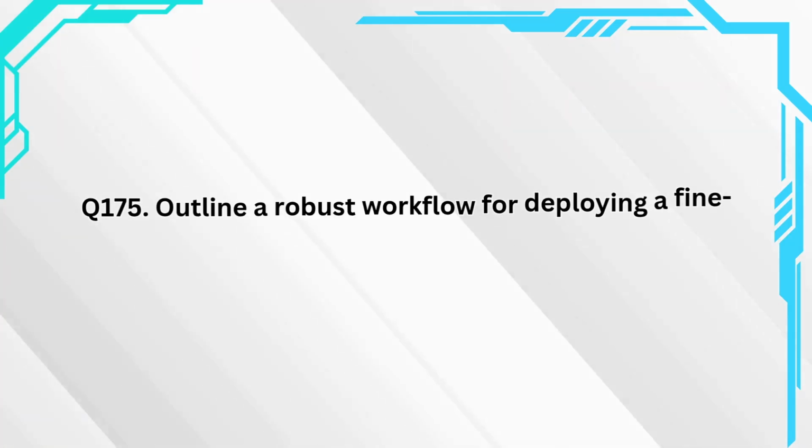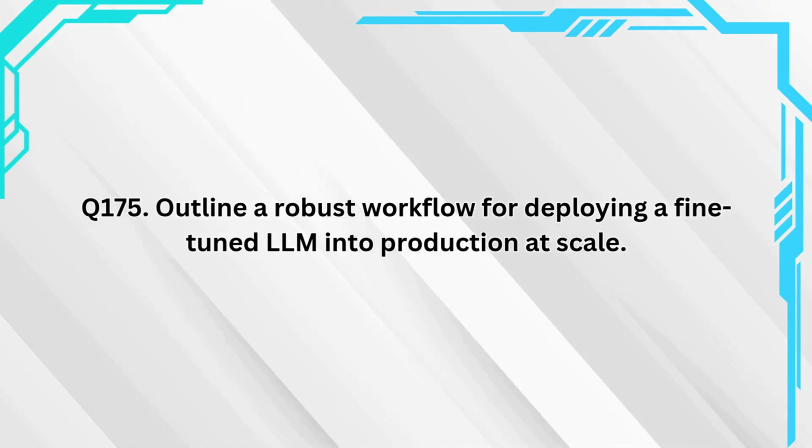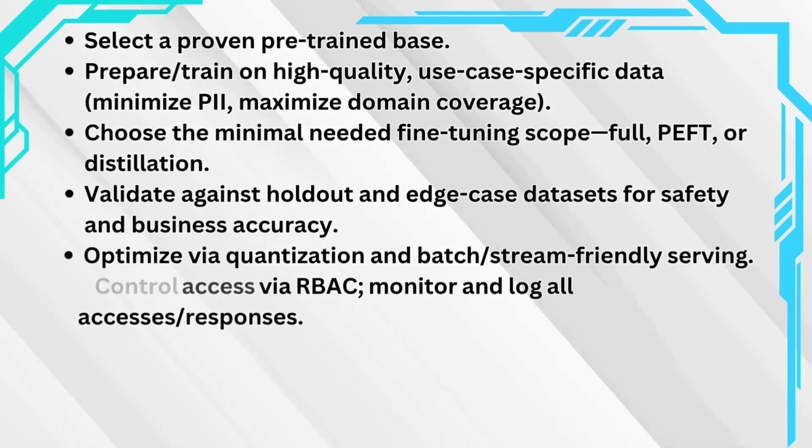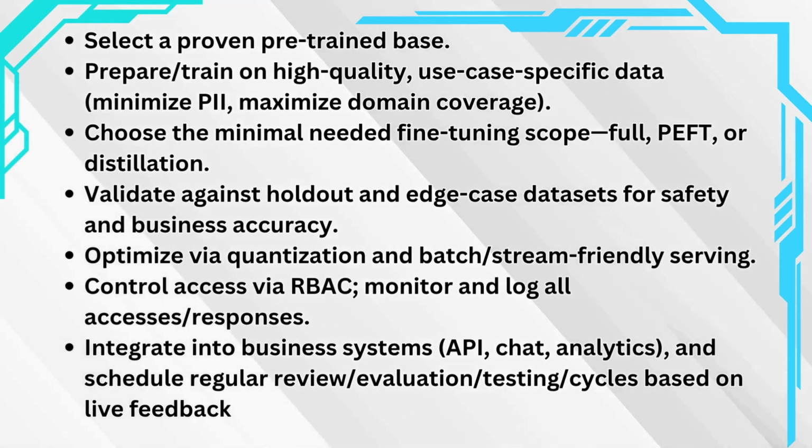Outline a robust workflow for deploying a fine-tuned LLM into production at scale. Select a proven pre-trained base. Prepare or train on high-quality, use case-specific data, minimize PII, maximize domain coverage. Choose the minimal needed fine-tuning scope: full, PEFT, or distillation. Validate against holdout and edge case datasets for safety and business accuracy. Optimize via quantization and batch/stream-friendly serving. Control access via RBAC, monitor and log all accesses and responses. Integrate into business systems, like API, chat, analytics, and schedule regular review, evaluation, and testing cycles based on live feedback.